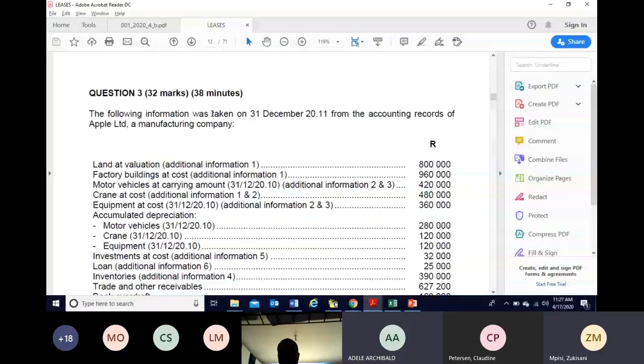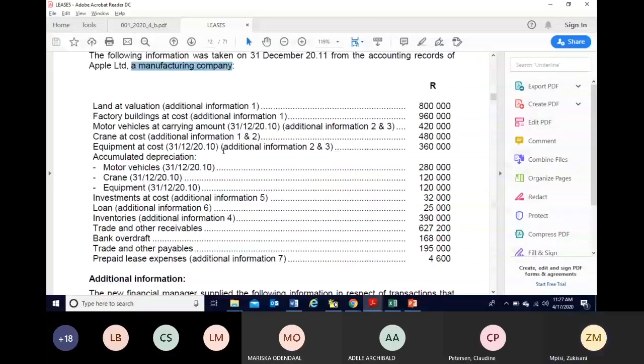So question 3 informs you that the following information was taken on 31 December 2011 from the accounting records of Apple Ltd, a manufacturing company. Now, we already know that once we speak about a manufacturing company and we're touching on inventory, we're definitely going to have raw materials, work in progress, and then finished goods, because this is a production environment. So we're not speaking about the retail environment where you will have only opening and closing, but we're speaking about where we are actually producing.